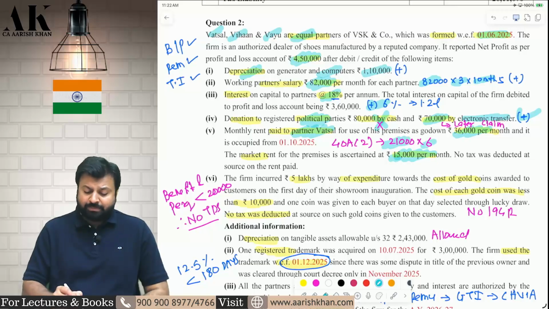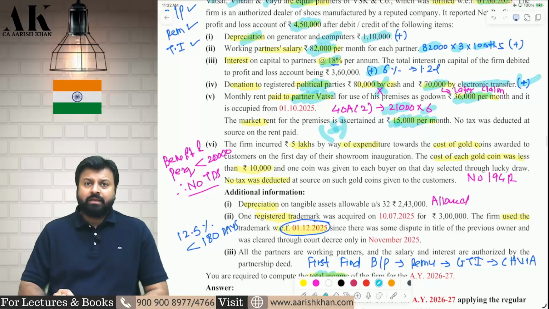For how many months? For 6 months. Add back that as per 40A(2). You cannot make excess payment to partners in excess of fair market value. Therefore, the excess portion will be disallowed under 40A(2).